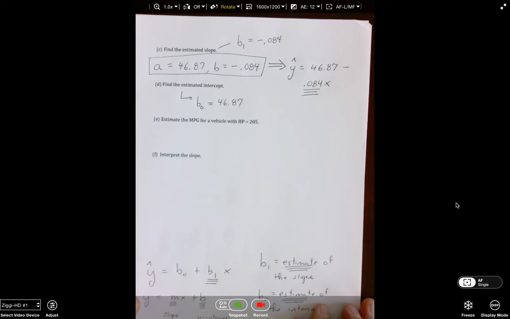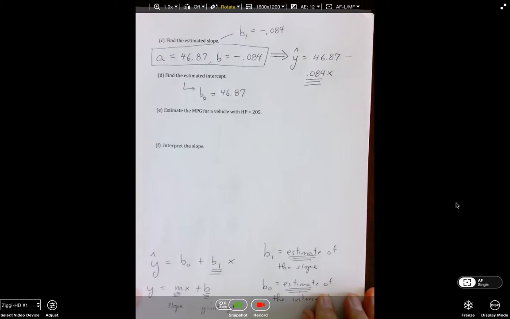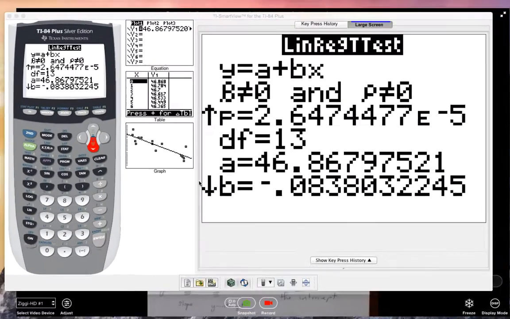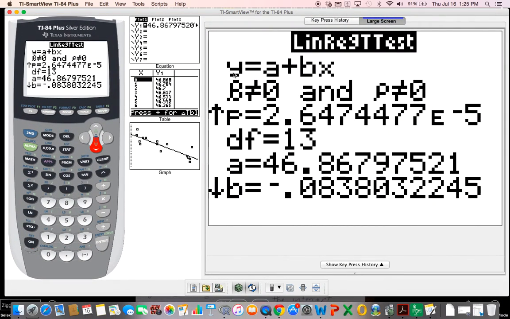Guys, it's that easy. And if you get on a test and you start flipping out and you can't remember which one is which, all you have to do is look up here at the top. Y equals A plus BX. You just have to remember that the number that goes with the X is the slope, and it's given right here. The number that goes without the X is the intercept, and the A, 46.87, represents that number.